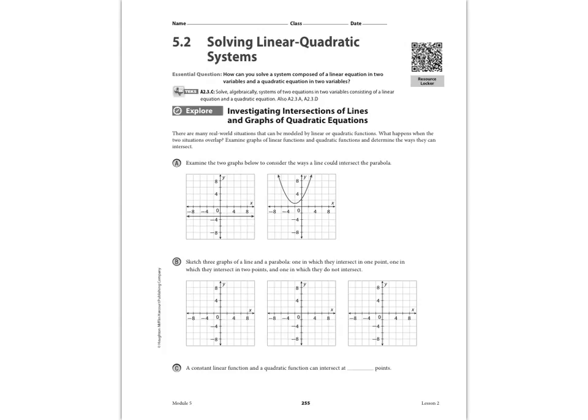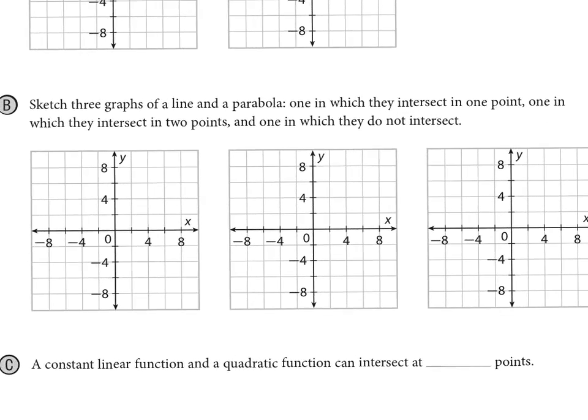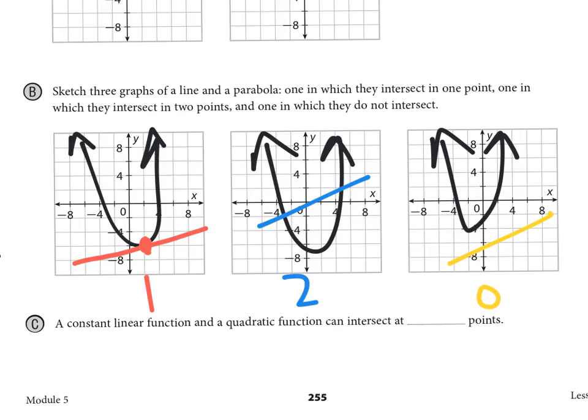So if you will look at your 5.2 homework, or your 5.2 notes, we are on page 255. Part B at the bottom says to sketch three graphs of a line and a parabola, one in which they intersect at one point, one in which they intersect in two points, and one in which they do not intersect. So that's what I would like for you to do on your three graphs down here. So your graph should look something like this. Again, they don't have to be exactly like this because there are multiple options. But one solution means they intersect one time. Two solutions means they intersect twice. And no solutions means they don't intersect at all.